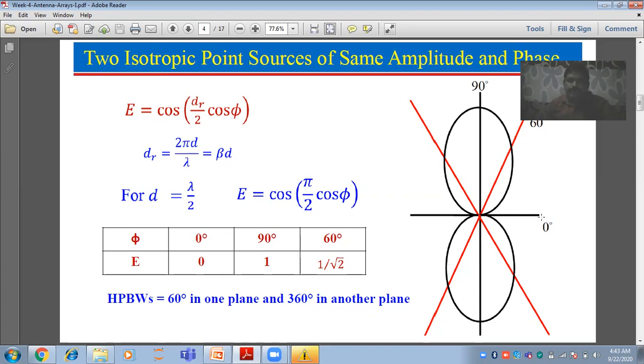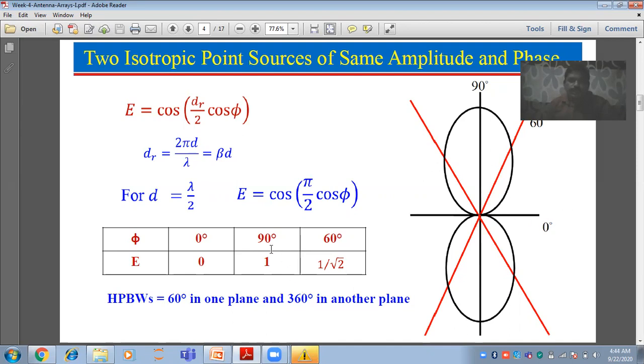So there is no lobe at all, no radiation lobe at all. That means zero field is there along the line joining these two antennas. That means this is the array axis.